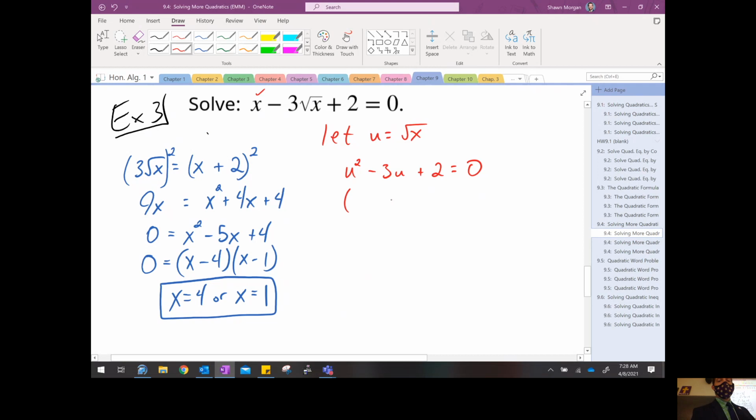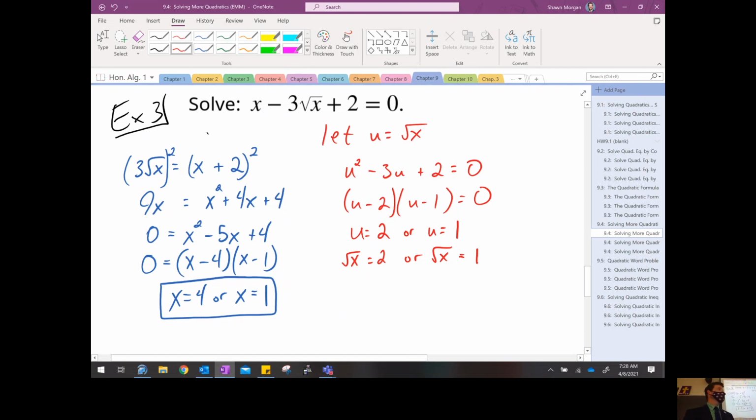Factor it for me. U minus 2, u minus 1, and therefore u equals 2 or u equals 1. Now, why would I not finish right there and say, we're done? Quentin, I like how you raised your hand. Go ahead. Exactly. It's nice to know that u equals 2, but what does u stand for? So the square root of x equals 2, or the square root of x equals 1.